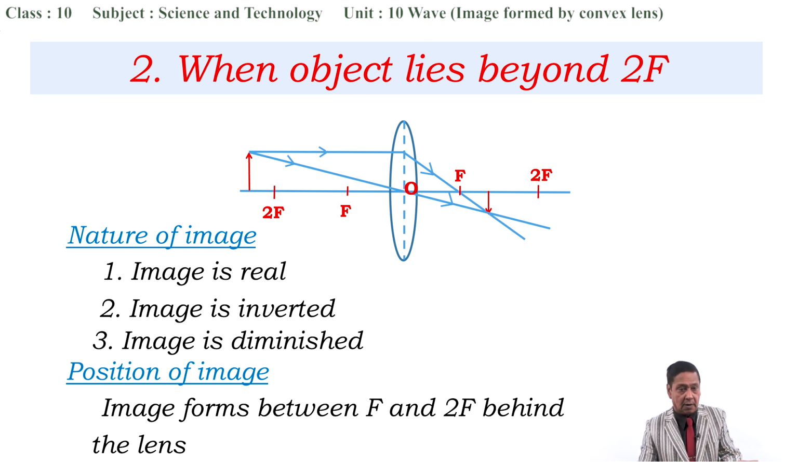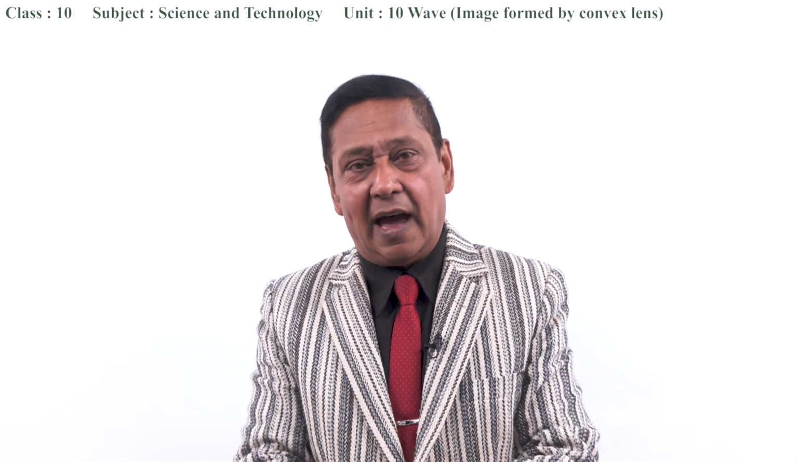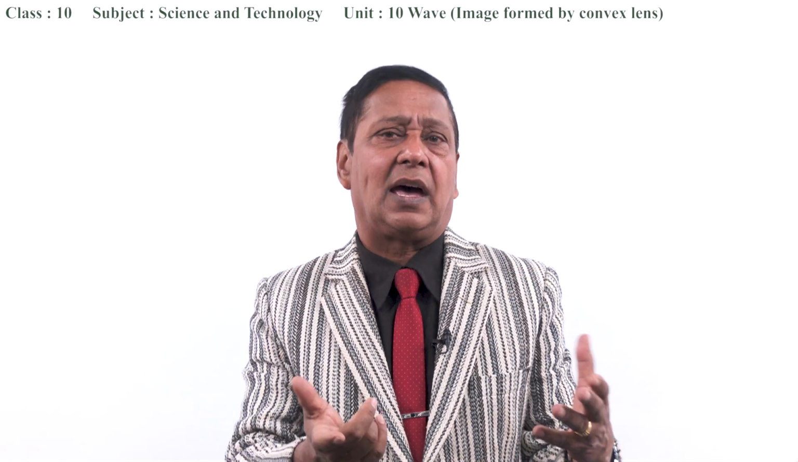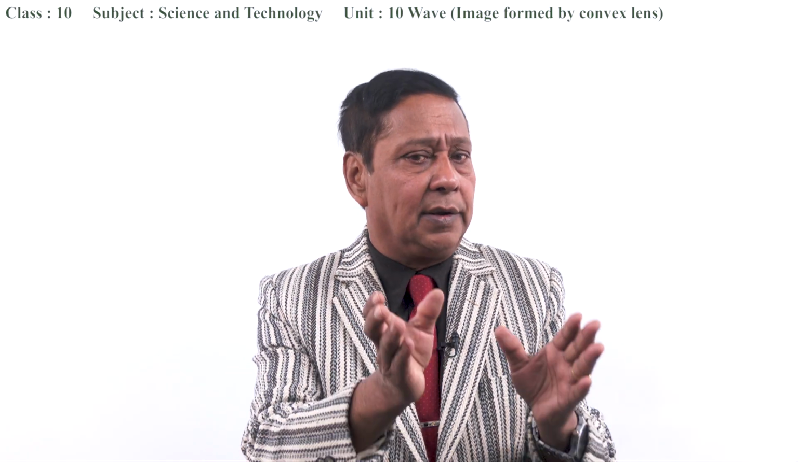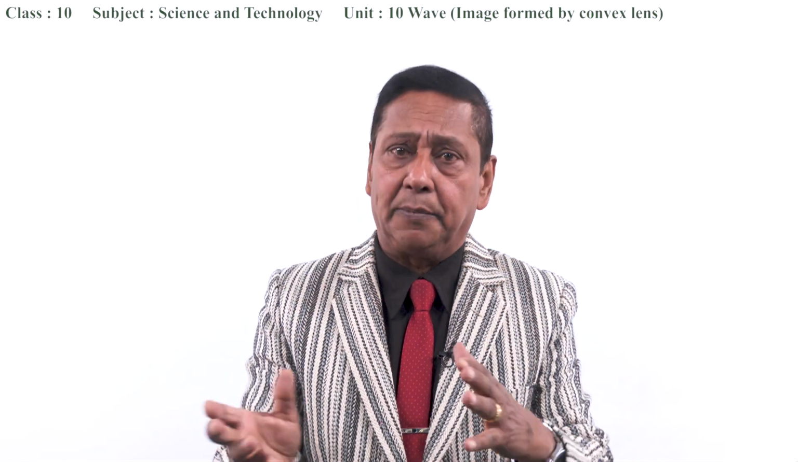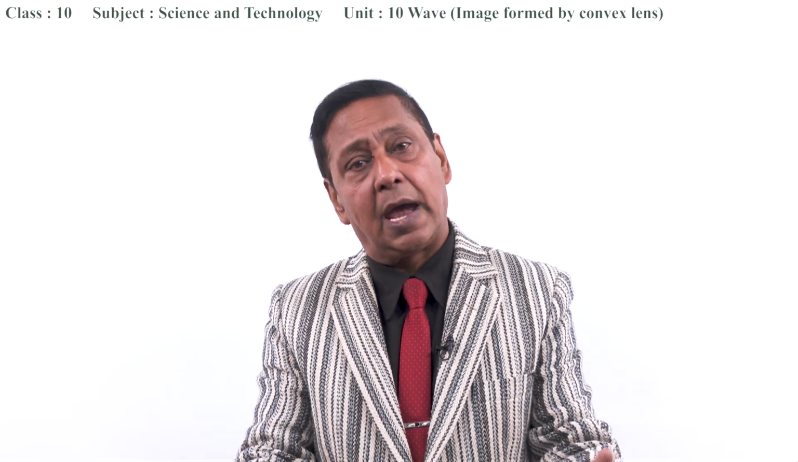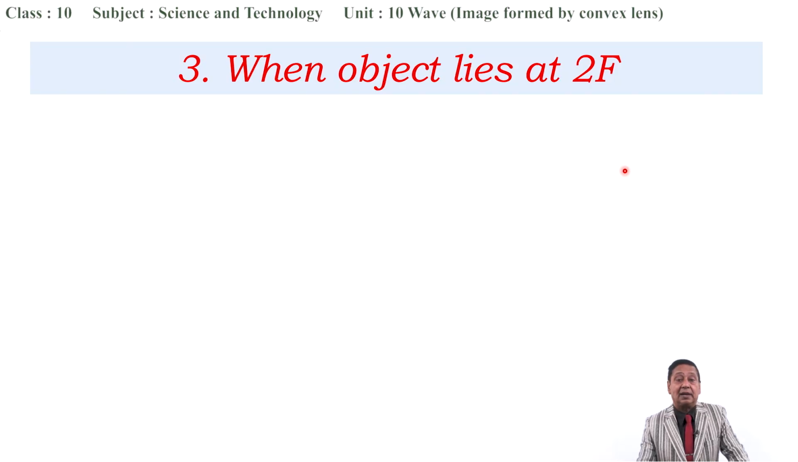If you are told to draw, you can draw this way, and you can write nature of image and position of image this way. Okay, let's have another one. I am doing all this because all these are very important, and these are used in different optical instrument. That's why we have to go through each of them. Third one, when object lies at 2f, third condition.